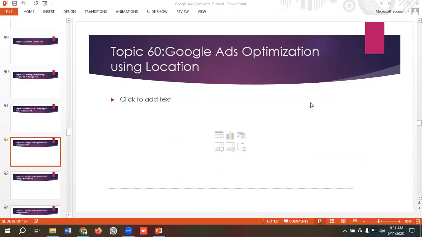Okay, so in today's lecture, we'll see how to optimize Google Ads using location. So without further ado, let's get started.